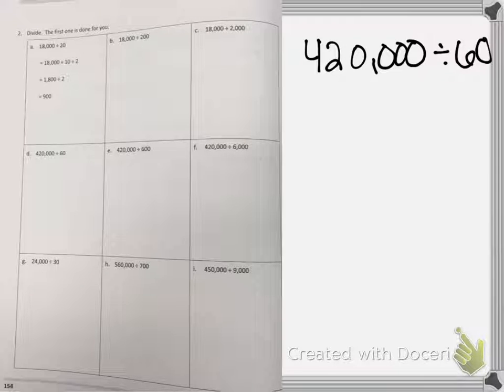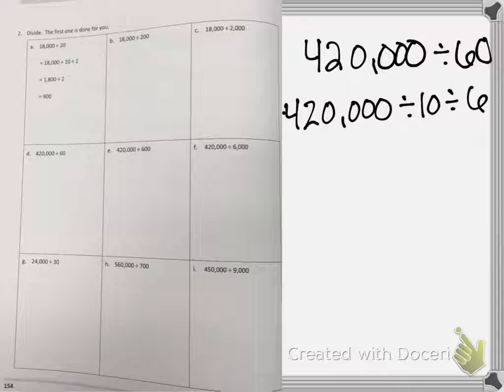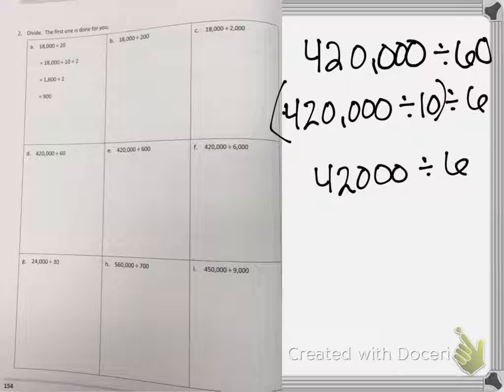So let's see. D states 420,000 divided by 60. So, again, we could say 420,000 divided by 10 divided by 6. We'll get rid of this first. So just get rid of that 10, divided by 6. And then 6 goes into 42, 7 times. 3 zeros remaining.